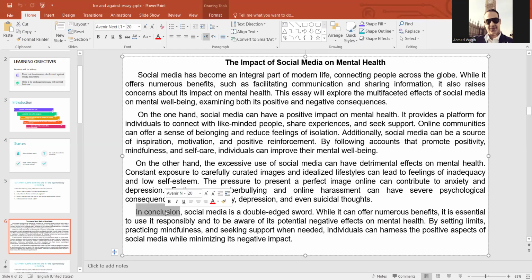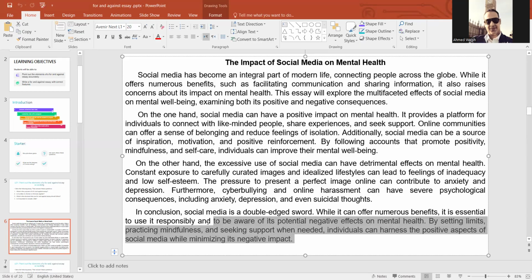In conclusion, how do we start the conclusion? By saying, in conclusion, social media is a double-edged sword. While it can offer numerous benefits, it's essential to use it responsibly and to be aware of its potential negative effects on mental health. By setting limits, practicing mindfulness, and seeking support when needed, individuals can harness the positive aspects of social media while minimizing its negative impact.